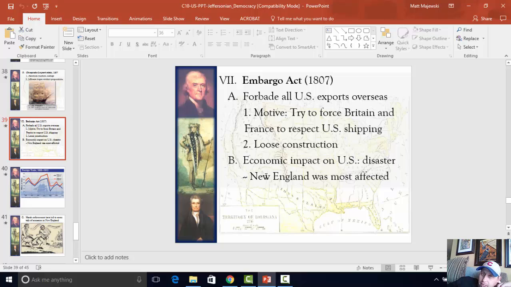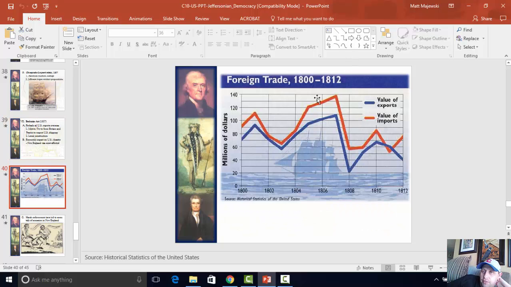Now, remember, who made the products? New England, right? The manufactured products. Who does the shipping? New England and the mid-Atlantic states. So ultimately, New England is the most affected by this, right? Remember, that's also where the Federalists are the most located, and that's also where the greatest amount of criticism and smuggling is going to occur in violation of this law.